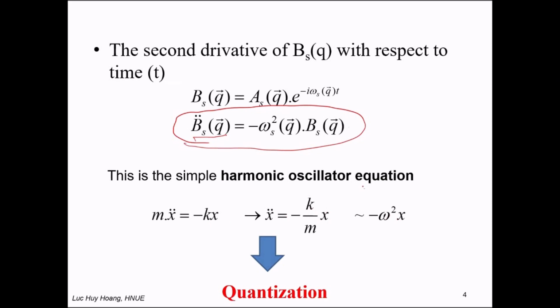Và như vậy thì sao ạ? m x hai chấm bằng trừ omega bình phương x. Và đây là sự phụ thuộc của dao động điều hòa. Các dao động điều hòa thì độc lập với nhau, đúng không ạ?